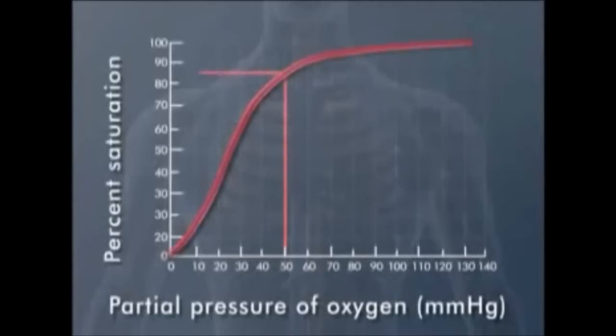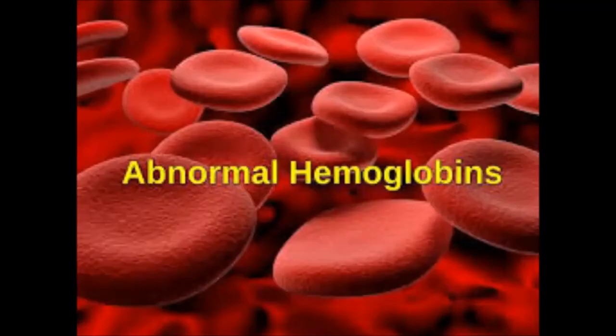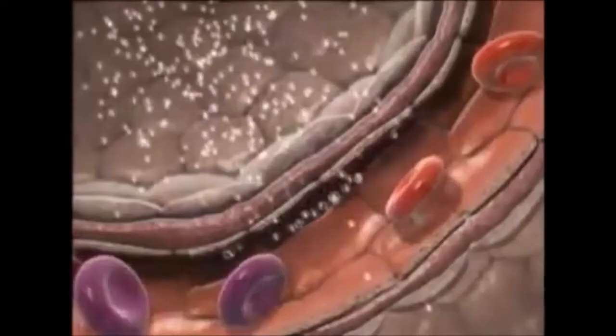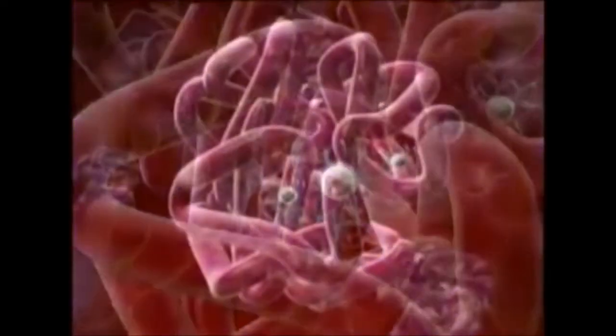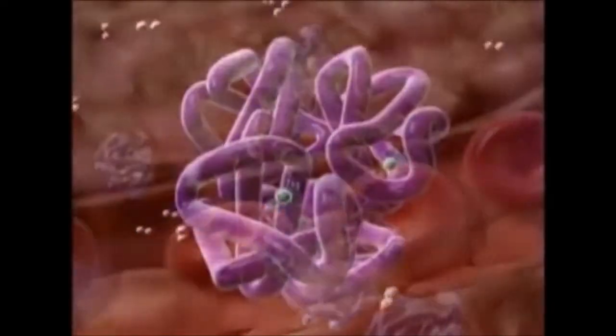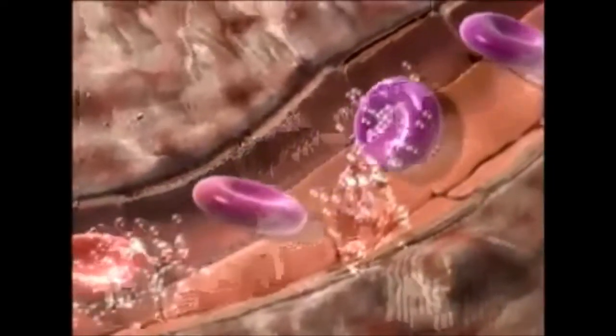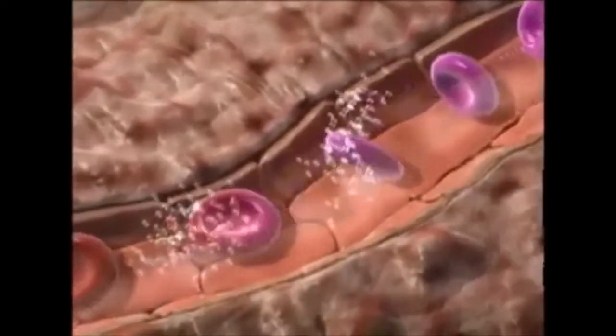There are some abnormal forms of hemoglobin. The oxidized hemoglobin is called methemoglobin, in which ferrous is converted to the ferric state due to oxidation. It lacks the electron that is needed to form a bond with oxygen, so it can't participate in oxygen transport.